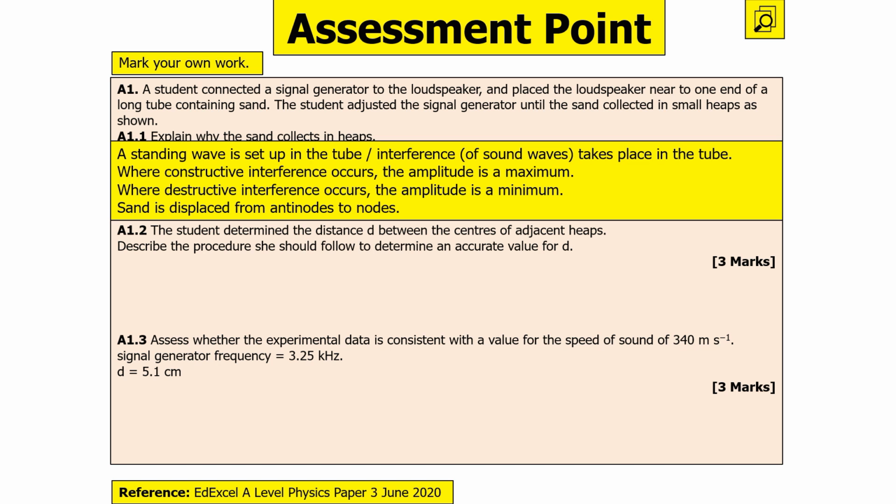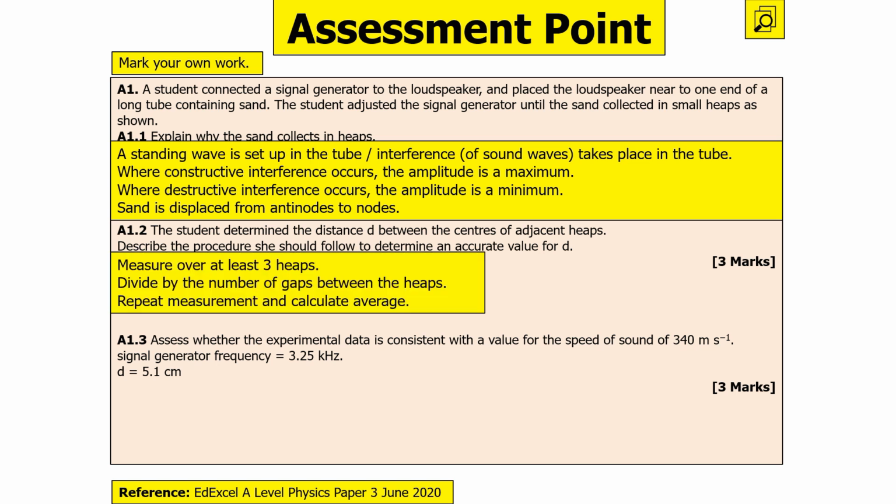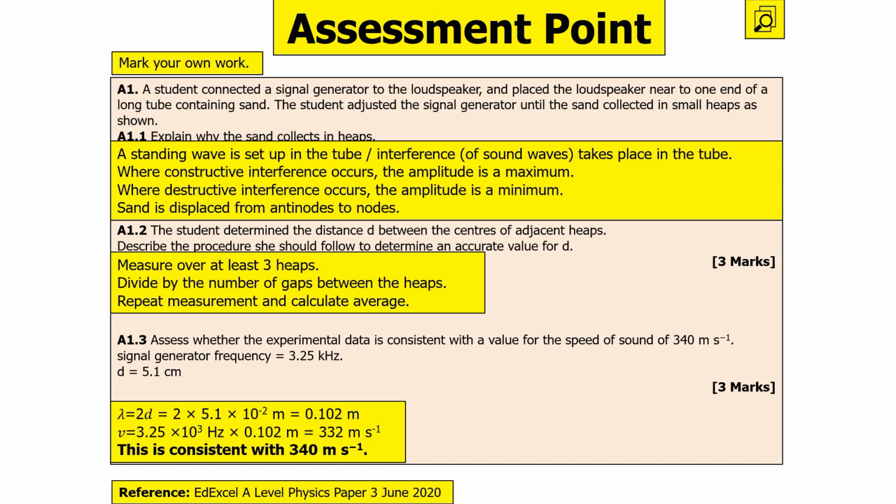Now, how do you get an accurate value for measuring d? Well, you need to be measuring multiple gaps, because measuring over a bigger distance lowers your potential uncertainty. You then divide by the number of gaps to work out your average, and then you repeat and calculate an overall average. Now for this next one, you'll have seen very quickly that we need to work out the speed. So we know that speed is equal to frequency times wavelength, and wavelength is double the distance between two adjacent nodes. So we convert 5.1 centimeters into meters, we then double it to get our wavelength, we multiply it by 3.25 times 10 to the 3, and we get 332, which is close to the value of 340 meters per second.